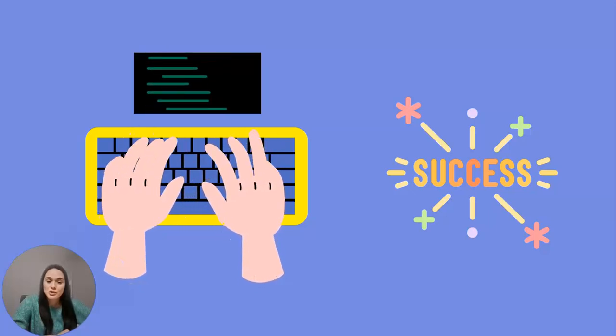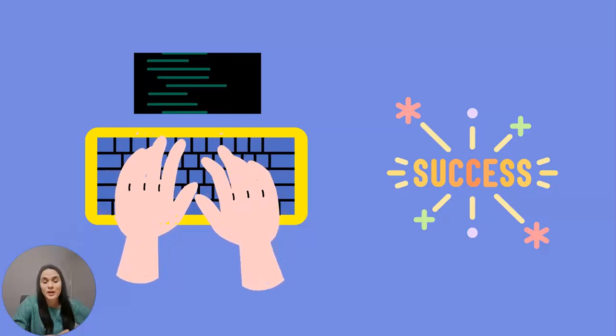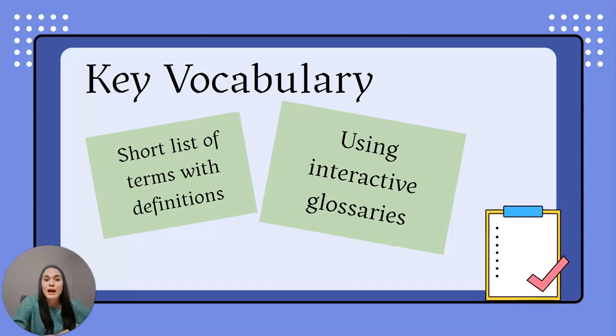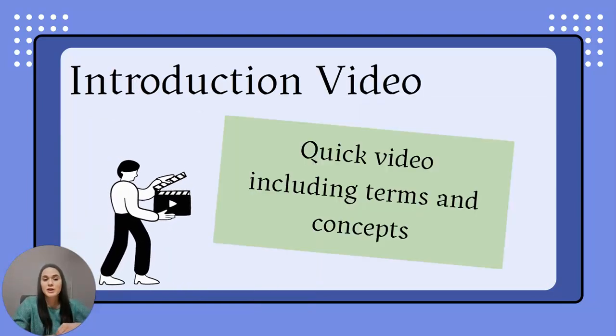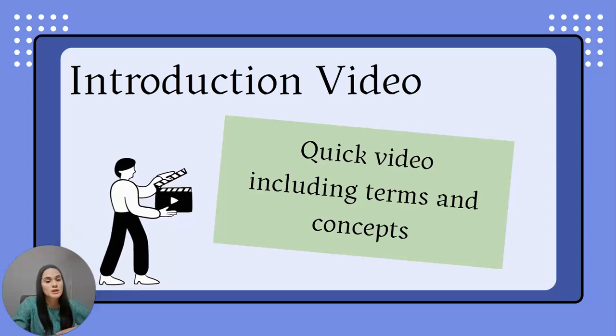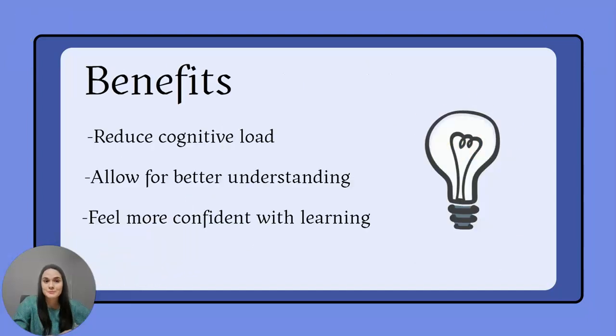So how can we as instructional designers ensure that we are setting up our learners for success? We can introduce key vocabulary using short lists with definitions and terms, using interactive glossaries. We can also show visuals with labeled diagrams, such as the picture that's presented, or using simple animations. Also, we could use introduction videos that are quick 1 to 2 minute videos that include terms and concepts related to the skill that your learners will be learning.